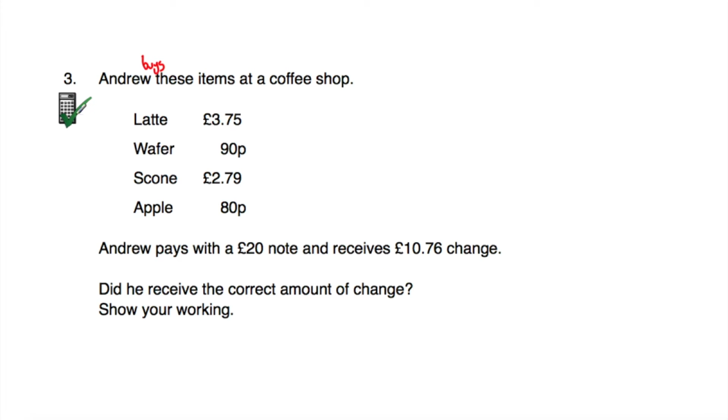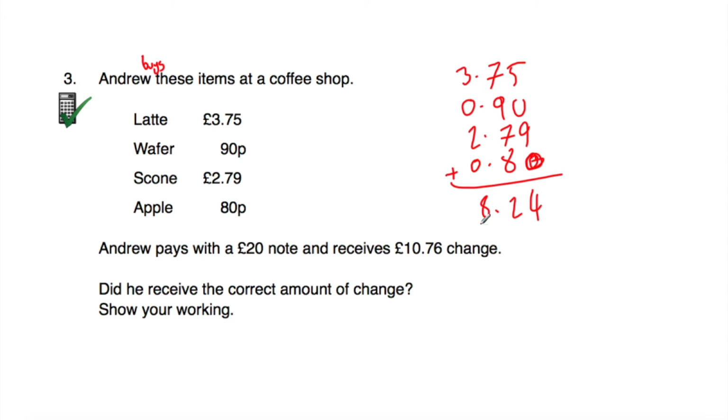That's a calculator question, so we can use a calculator to do this question, but we must show our working. So we're going to take the £3.75, the 90p, the £2.79 and the 80p, and add them up and see what we get. That's equal to £8.24. So that's the total cost of the items that Andrew bought in the shop.